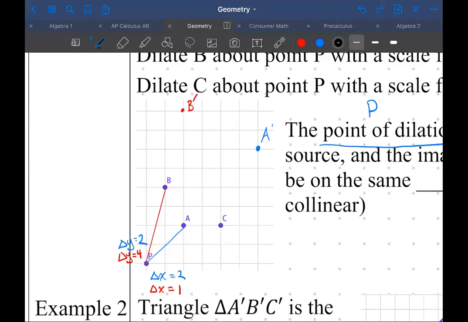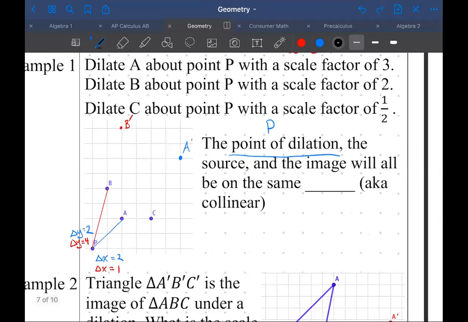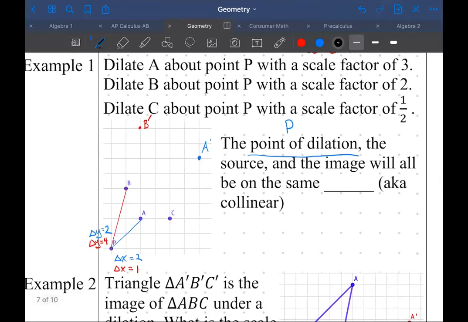We need to get C prime. And it's the same thing, it's just a fraction now. So you always multiply by the scale factor, which means if your scale factor is between 0 and 1, like a fraction, like a half or 2/3 or a third or a fifth, you're really dividing. Multiplying by a half is the same thing as dividing by 2. So I'm going to find my change in X, find my change in Y, and divide both of those by 2. That's the same thing as multiplying by a half.